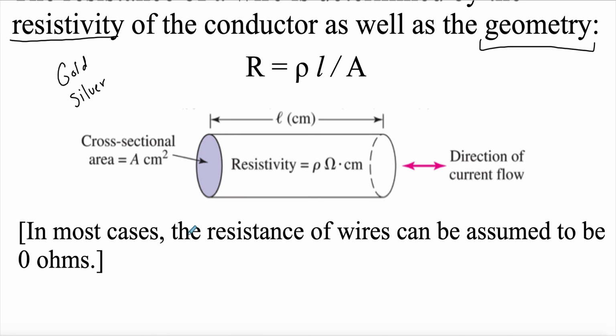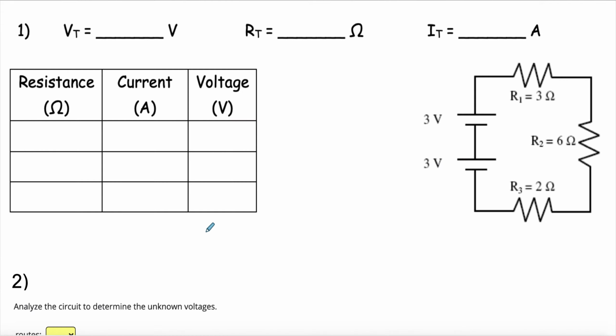Okay, but in most cases, wires are going to be assumed to be 0 ohms, just for the sake of calculating the voltage in the circuit, which is what we're going to do right now. So a little bit of review here, practice calculating voltages in circuits. Okay, so you're going to want a piece of paper for this one.